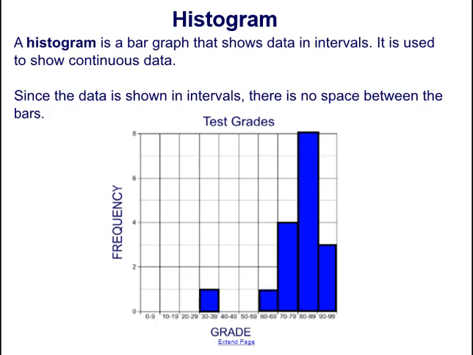Now, a histogram is a bar graph that shows data in intervals. It is used to show continuous data. Since the data is shown in intervals, there is no space between the bars. So here's an example of a histogram. It's of test grades going by the frequency of the grade.